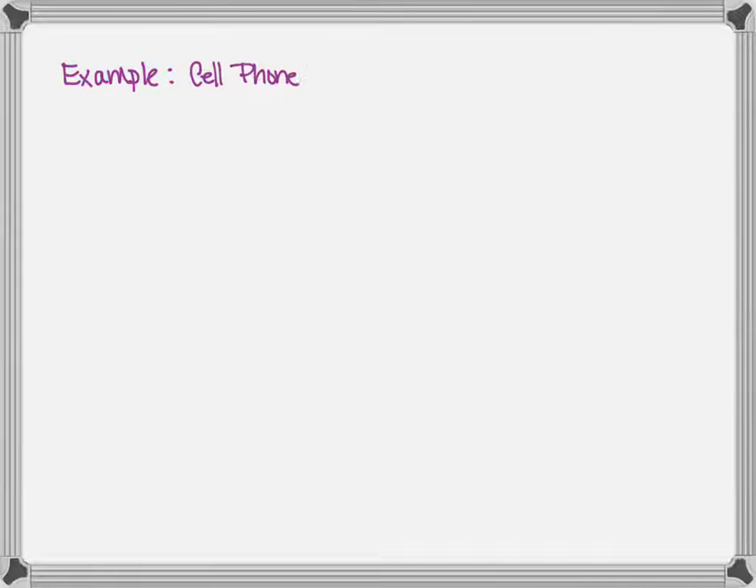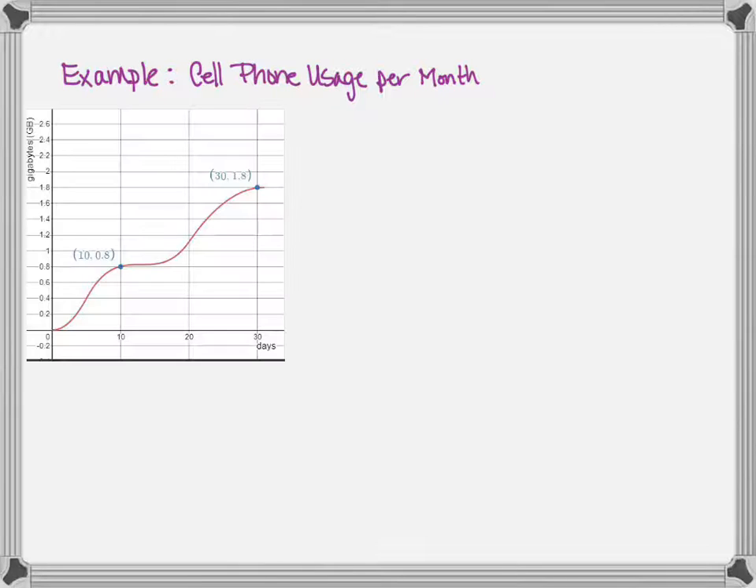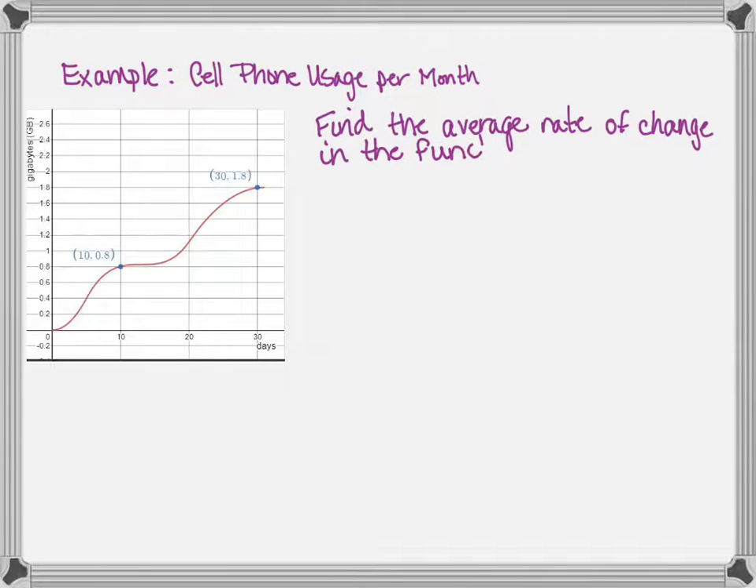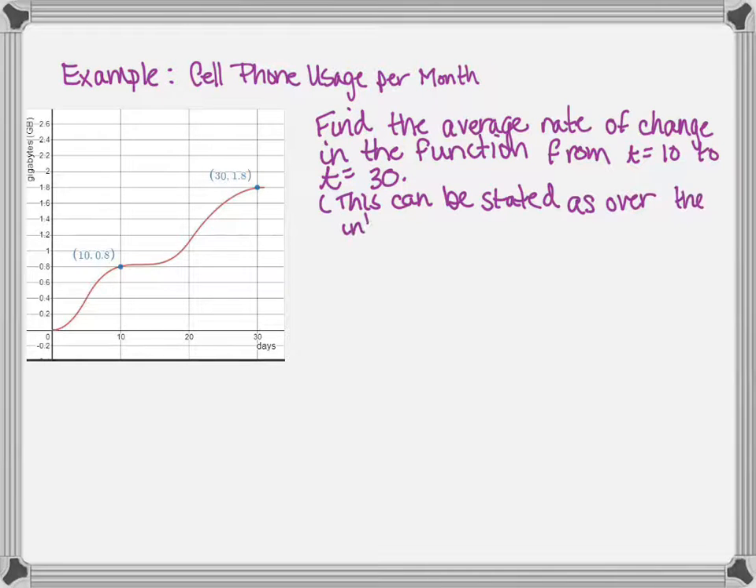So for our example, we're going to look at a graph in a moment of cell phone usage per month. And here we have days on our horizontal axis and gigabytes on our vertical axis. And we want to find the average rate of change in the function from t, or time, equals 10 to t equals 30. We could also write this as on the interval, or over the interval, from 10 to 30.